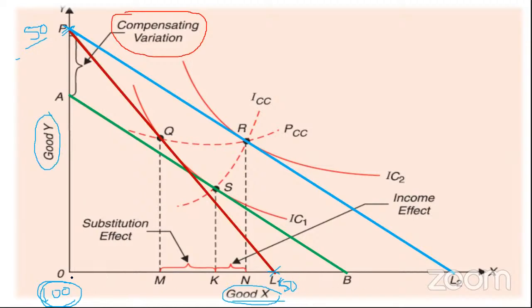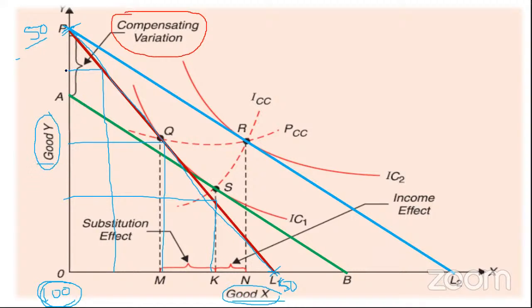When I would like to spend in between good Y and good X, my budget line lies in between. I would like to purchase somewhat less of good Y, and then I have the ability to purchase this much of good X. So there is a budget line, a combination. I would like to spend the 100 rupees in between good Y and good X.